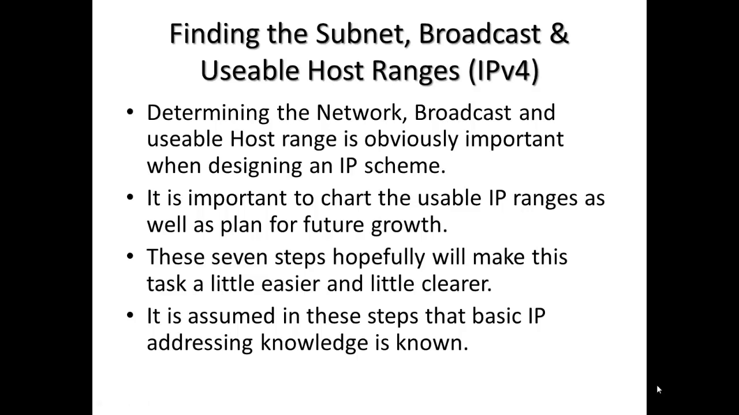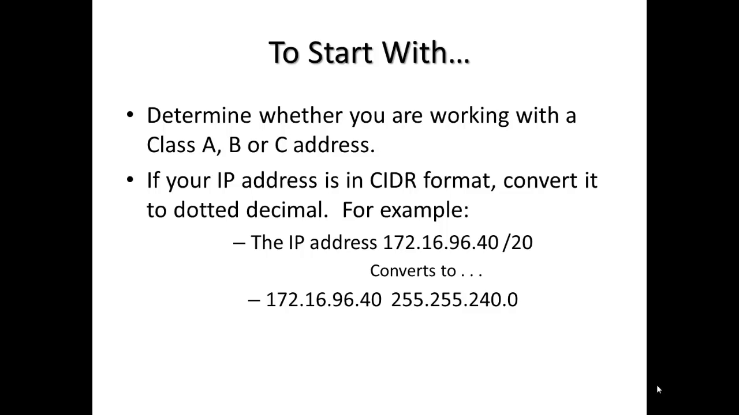Determining the network, broadcast, and usable host range is obviously important when designing an IP scheme. It is important to chart the usable IP ranges as well as plan for future growth, and hopefully these 7 steps will make this a little bit easier. To start with, we have to determine whether we have a class A, B, or C address, and if this address is in CIDR format, convert it to dotted decimal.